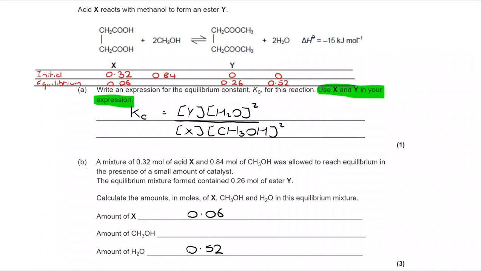And finally, looking at my methanol, I'm actually going to compare this with water, because that's a 2-to-2, or therefore a 1-to-1 mole ratio of methanol to water. So if I've made 0.52 moles of water, I needed to use 0.52 of the 0.84 moles of methanol. And that leaves me with the 0.32. And I've then substituted those figures in down at the bottom.